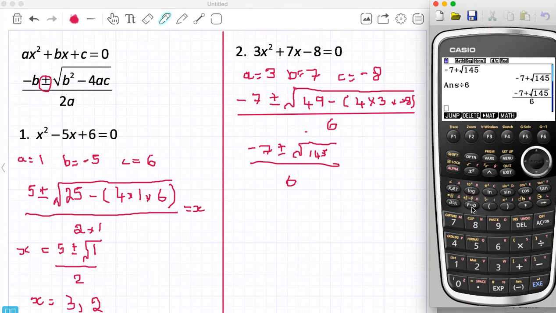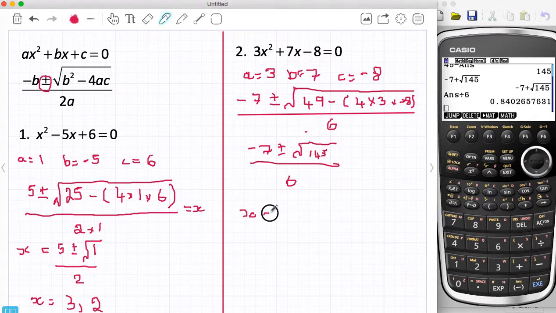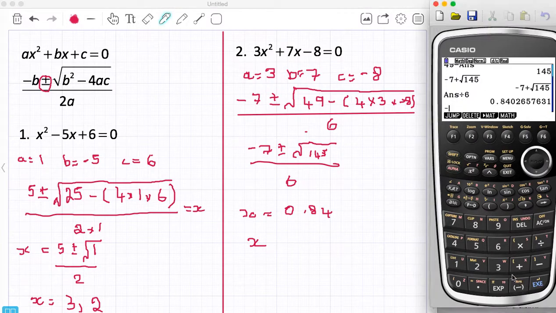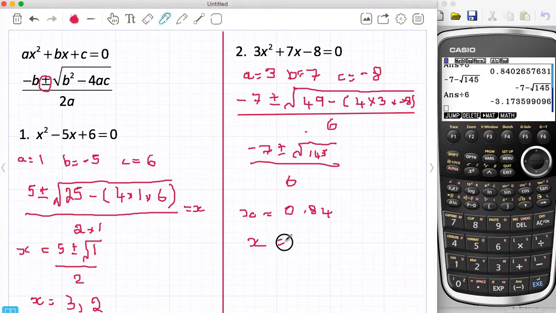And if I press this button here, it gives me a fraction. So x equals 0.84. We usually need to give these to 2 decimal places. And there's another answer. Let's go through it again, but this time minus 7 minus the square root of 145, take that answer and divide it by 6. So this gives me a negative 3.17.